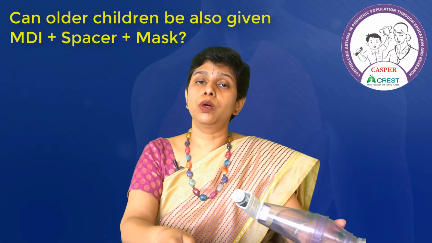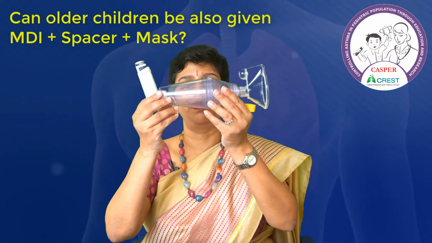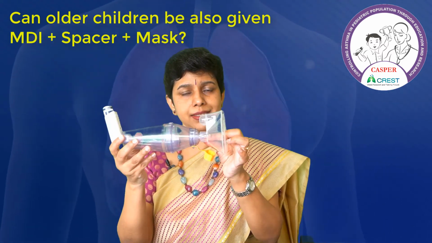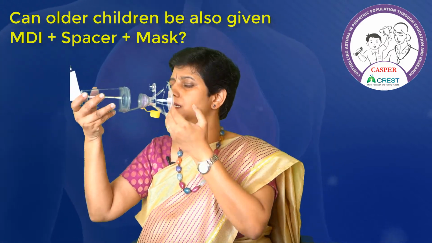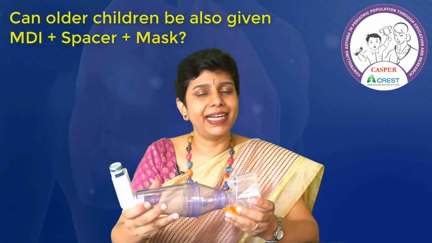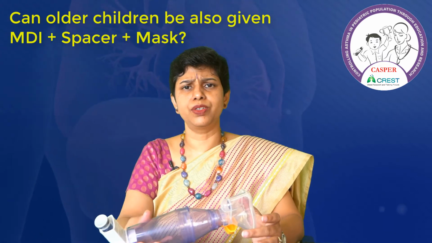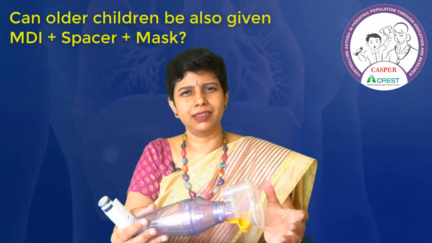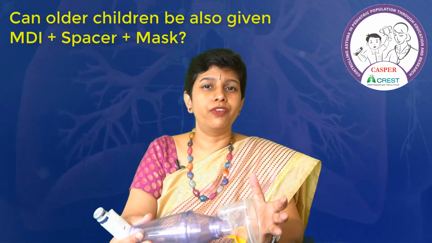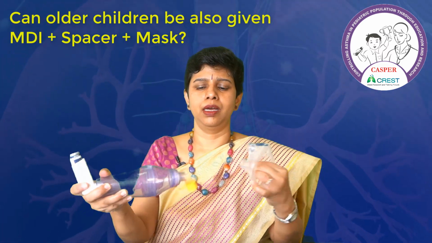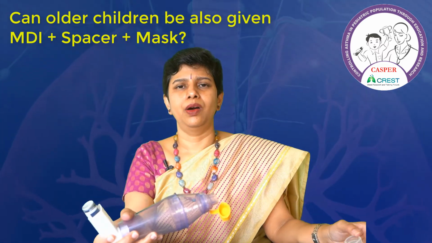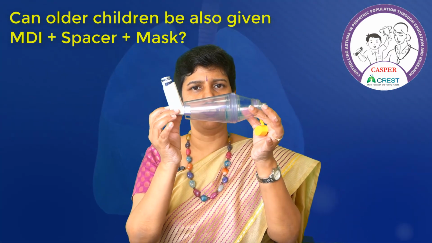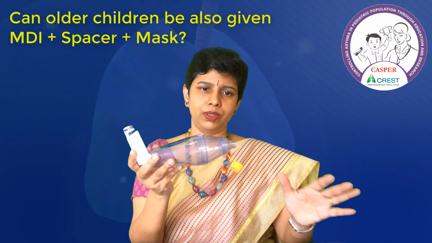Can older children also be given MDI plus spacer plus mask? Remember, for older children more than 3 years, if you add a mask, then we are just increasing the dead space. Lesser and lesser drug will be available for inhalation. That's why for older children, unless some children who are 3.5 years or 4 years who just cannot do it with the spacer only, then we add a mask. Otherwise, all children more than 3 years should be given only the MDI and spacer without the mask.